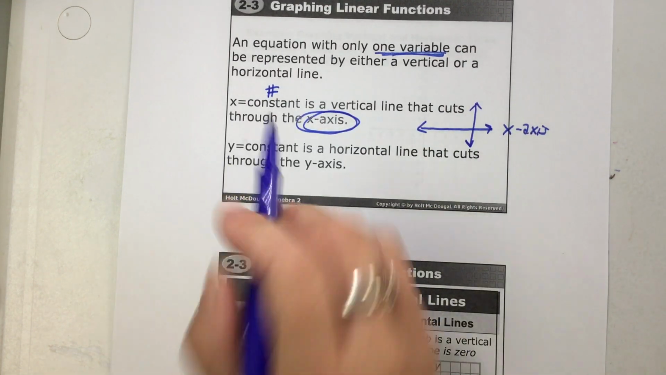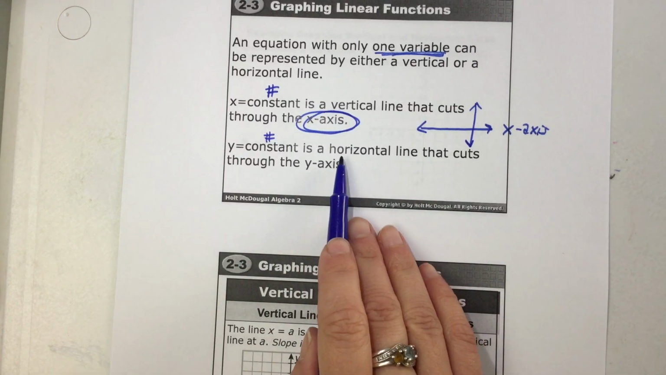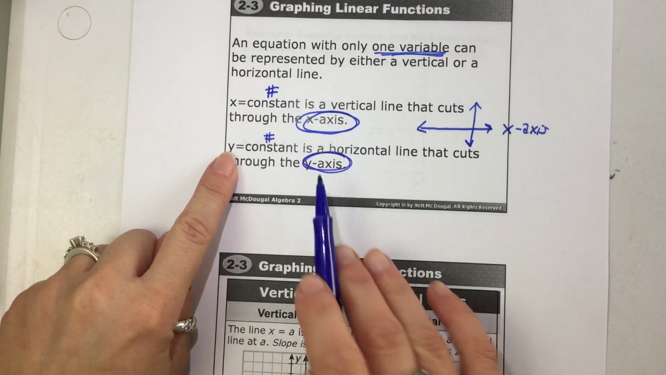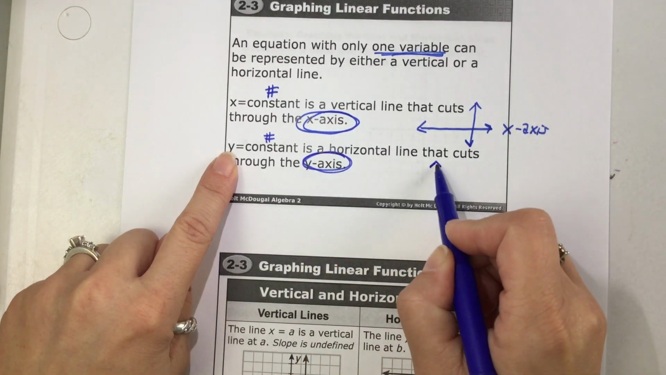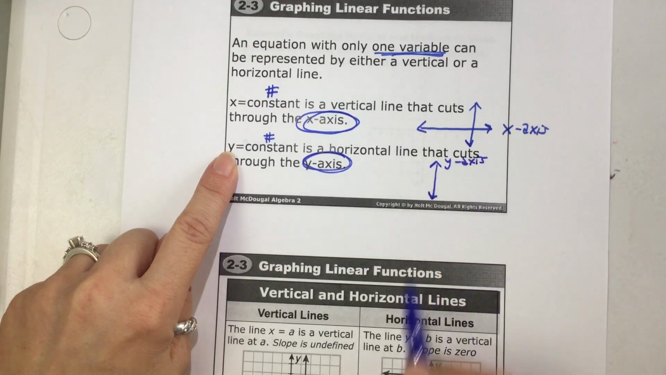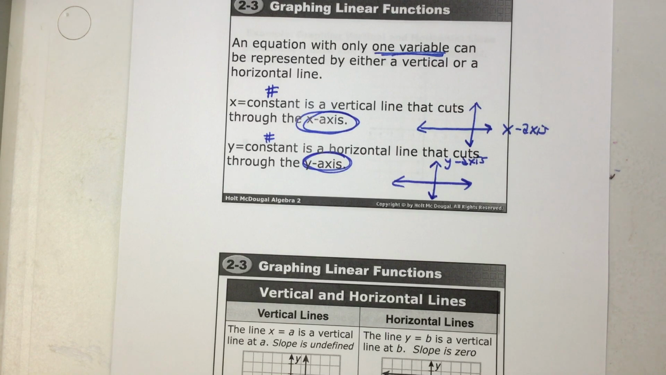If you have y equals a constant, meaning you just have y equals a number, that's going to be a horizontal line because if y is the variable you have to cut through the y-axis. And remember, the y-axis runs up and down. So in order to cut through it, you would need a horizontal line.